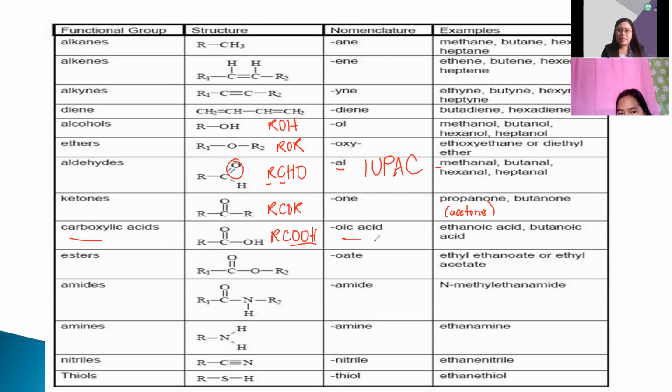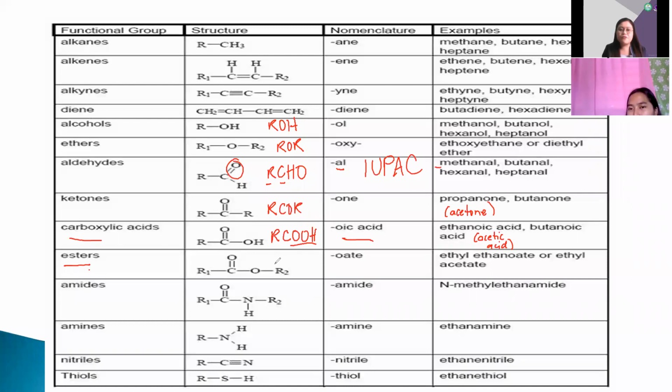The ending of their name is -oic acid, like ethanoic acid, which is commonly called acetic acid, found in our vinegar. Again, we call it acetic acid. We also have butanoic acid. That's how you know that it is a carboxylic acid. And then we have esters. Esters are actually derivatives of carboxylic acids.